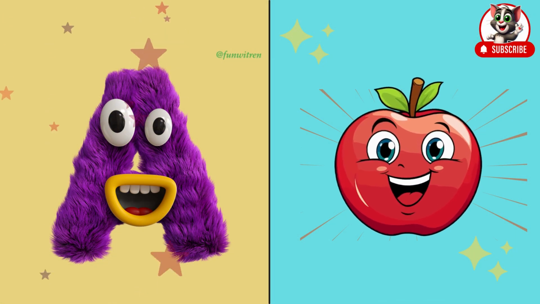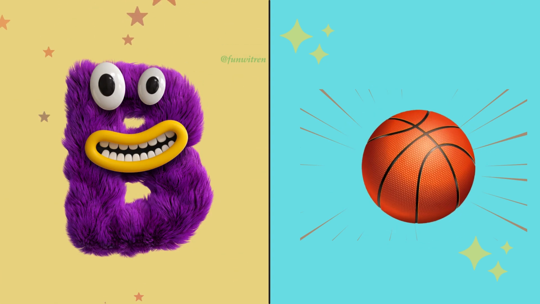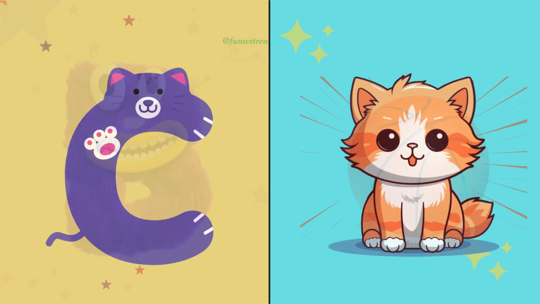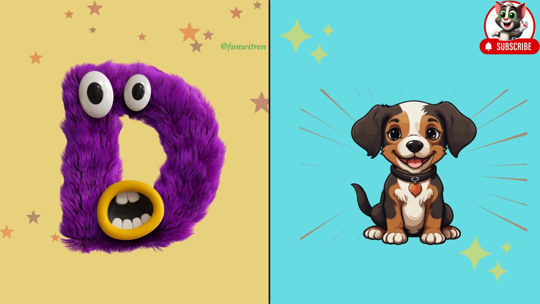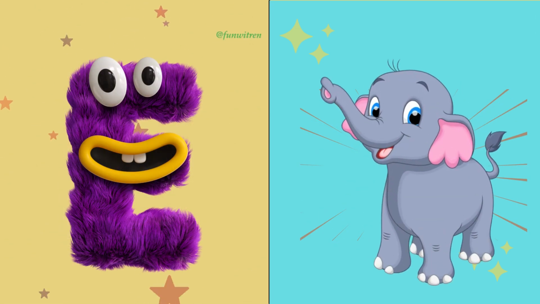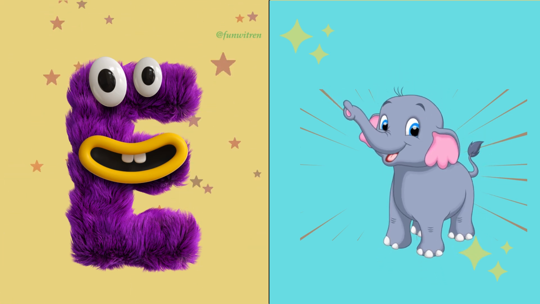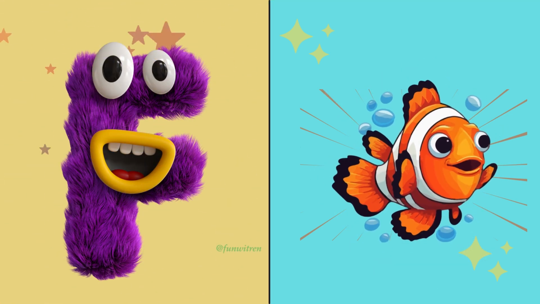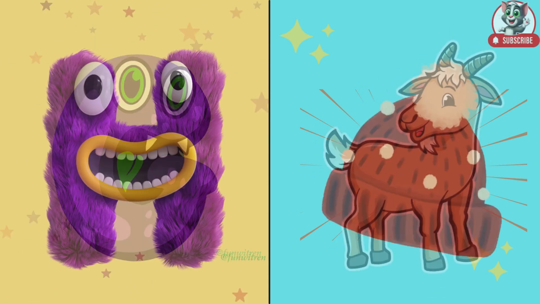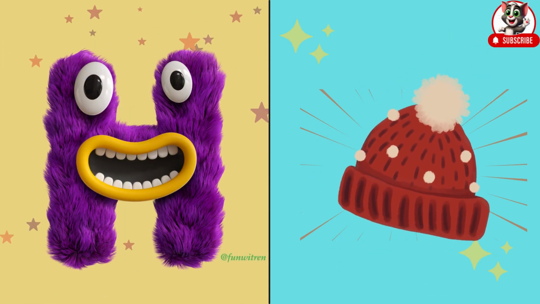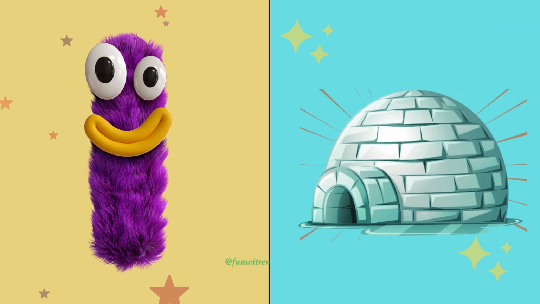A is for apple, B is for ball, C is for cat, D is for dog, E is for elephant, E. F is for fish, F. G is for goat, H is for hat. I is for igloo, I.